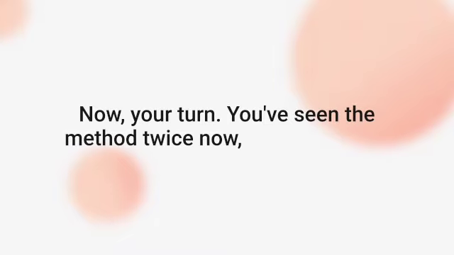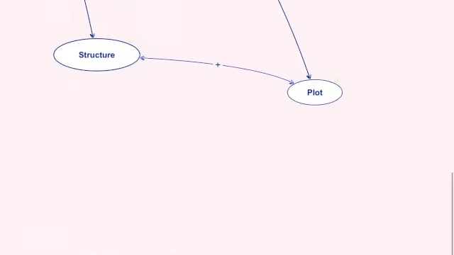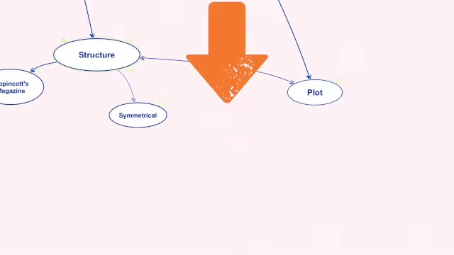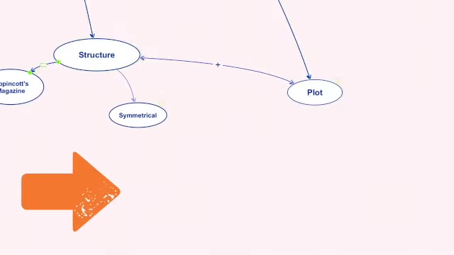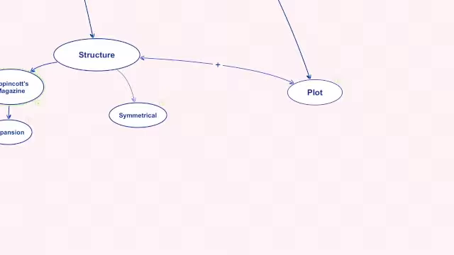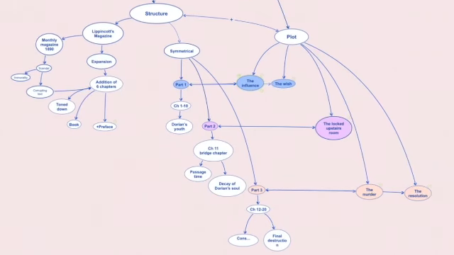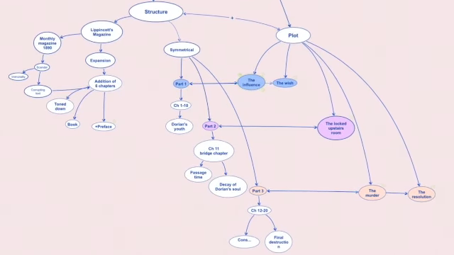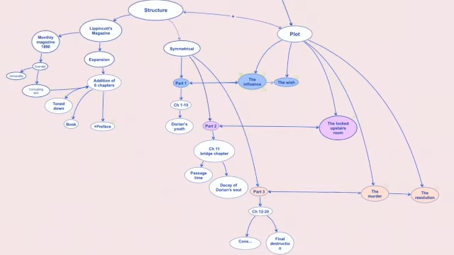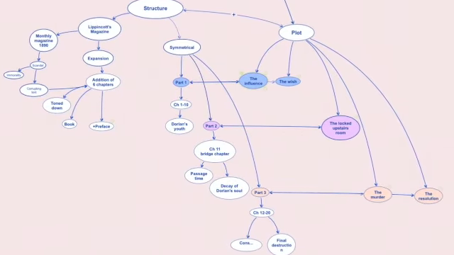Now, your turn. You've seen the method twice now, title and genre. Pause the video and complete a speaking task using the structure and plot branch. Look at the map. You have two branches, structure and plot. Work through each one, top to bottom, left to right, using linking phrases to connect the nodes. And remember, the verb to be is always enough. If you want to try a useful phrase, go ahead, but only if your version already feels comfortable.